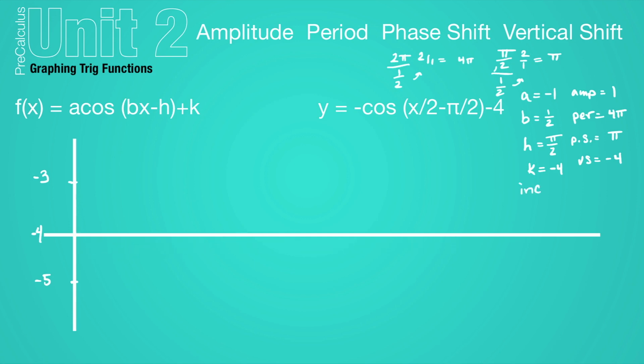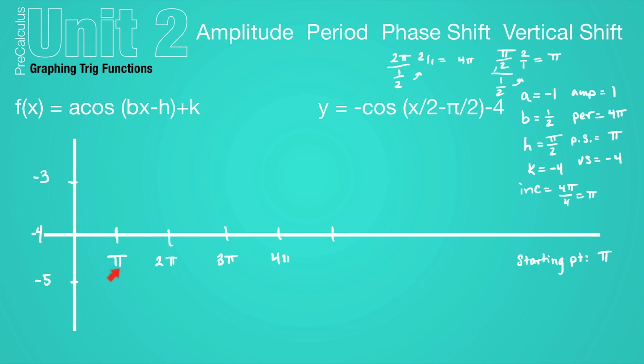Now I'm going to fill in these values. The first thing I need to know is my increment and my starting place. The increment is something I do need to calculate. It's the period, 4 pi, divided by 4. That's really nice. It's just going to be pi. My starting point isn't something I really calculate, because the phase shift for sine and cosine is going to be my starting place. So I'm going to put that down right here. I'm going to add my 1, 2, 3, 4 places, and I'm going to add the increment.